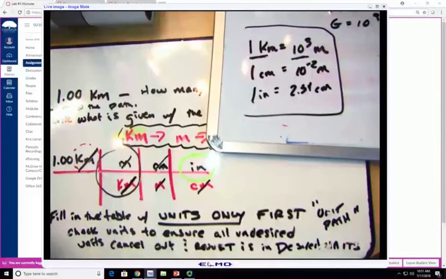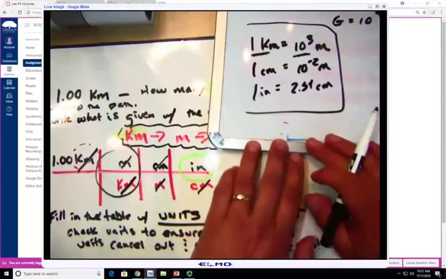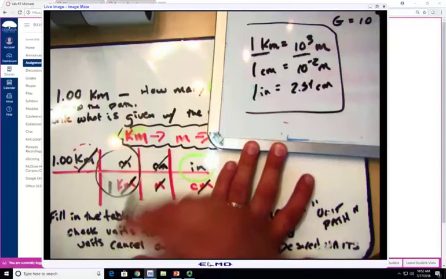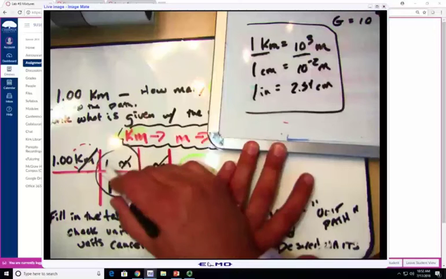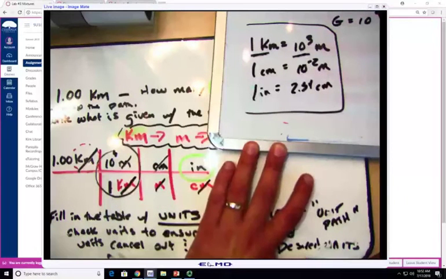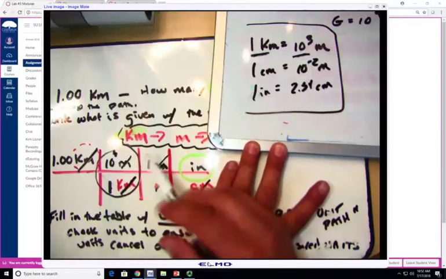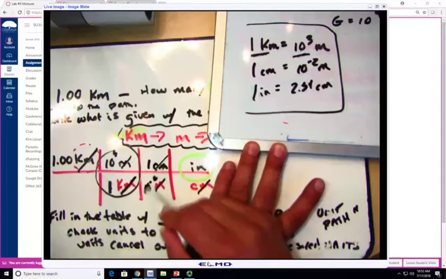Okay, meter and kilometer. So now you're going to fill in the values, right? So it says 1 kilometer equals 10 to the third meters. Then I go to the next one. It says 1 centimeter is 10 to the minus 2 meters.